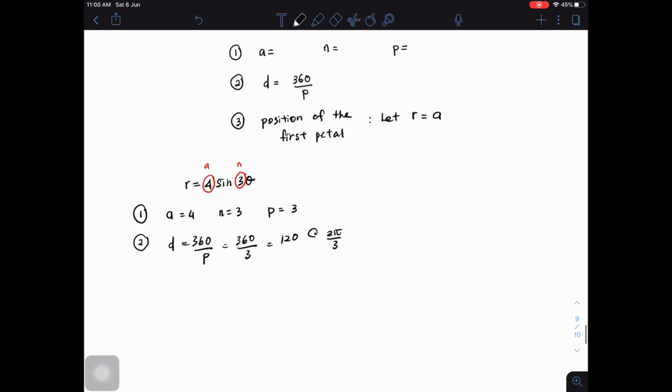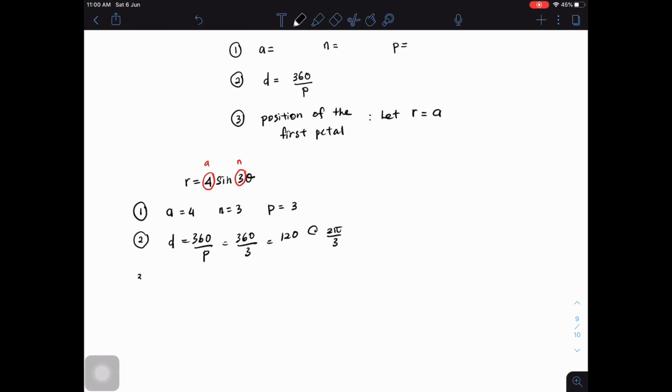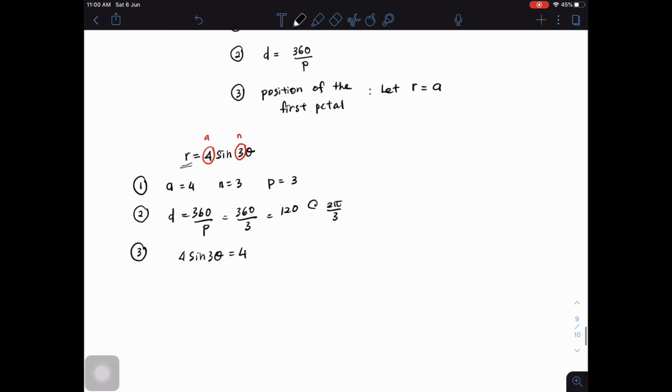Alright, so now the third step is we need to know the position of our first petal. Therefore, we will let our r equal to a. So now a is equal to 4, so we will let our r here be equal to 4. Therefore, we have the new equation 4 sine 3 theta equal to 4. Let's solve for theta. You will have sine 3 theta equal to 1. Then you will have 3 theta equal to inverse sine 1.